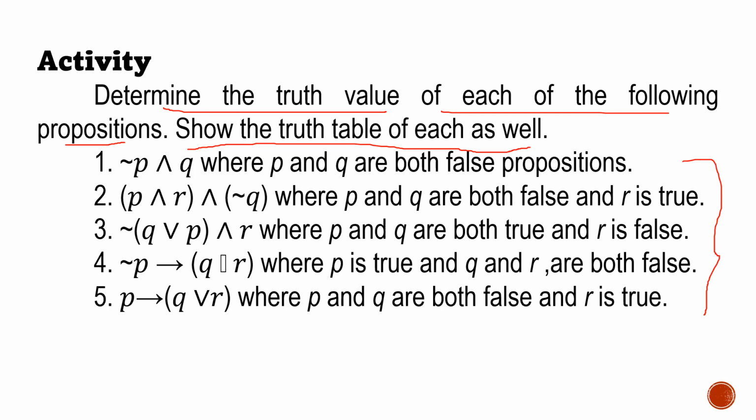In number 4 here, it is a biconditional. Your negation P conditional Q biconditional R, where P is true and Q and R are both false. Your symbol there is a biconditional. So it's a typographical error. You need to put a biconditional there. So please make sure that you put your answers and solutions in your Katleya notebook.